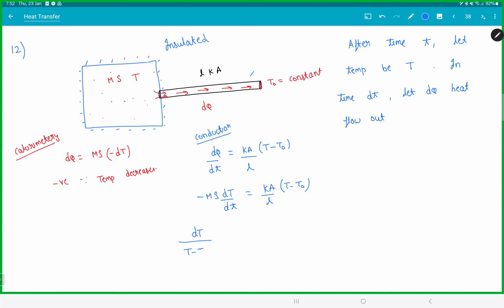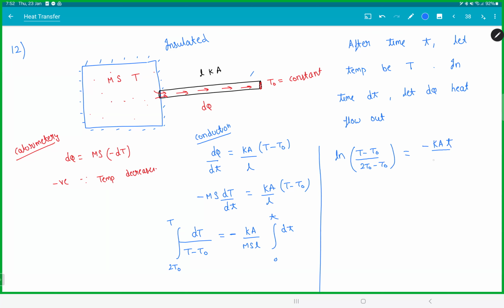This is dT by T minus T naught equals minus Ka by msL dt. Integrate: temperature will go initially from 2T naught to T, and time will go from 0 to t. That will be ln of T minus T naught by 2T naught minus T naught. I substituted the limits also. This is minus Ka t by msL. Shifting that side, T minus T naught is equal to T naught into e power minus Ka t by msL. There, as expected, exponential is there. So T is equal to T naught into 1 plus e power minus Ka t by msL.